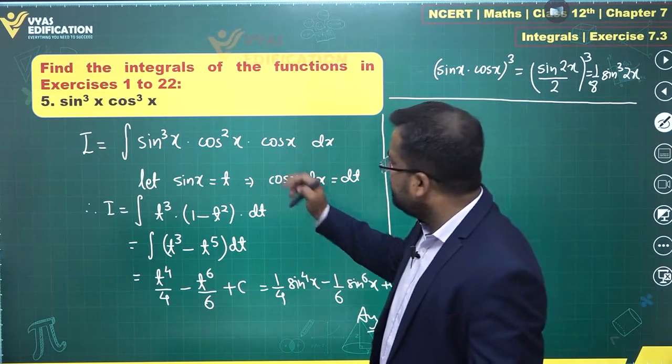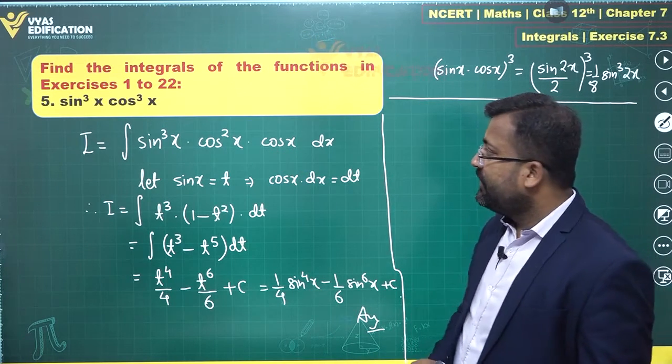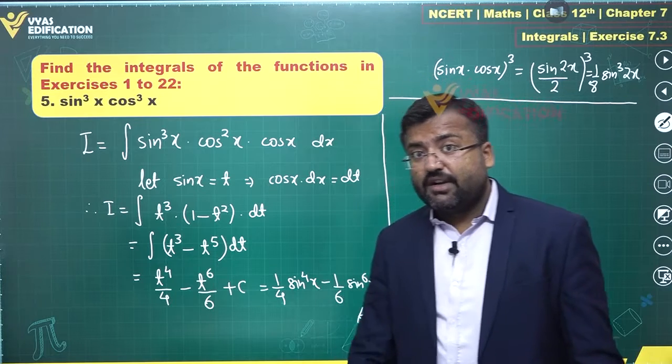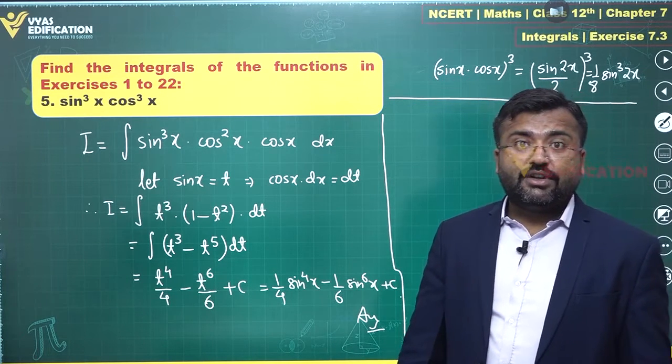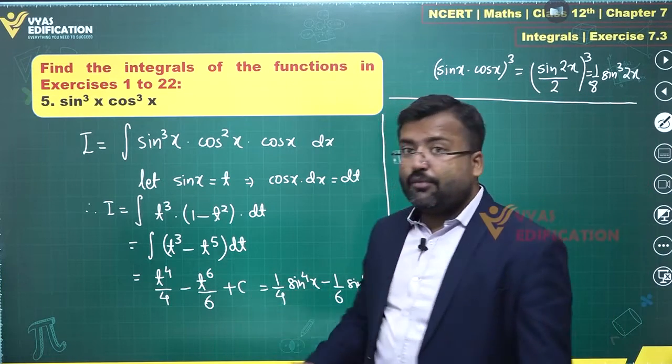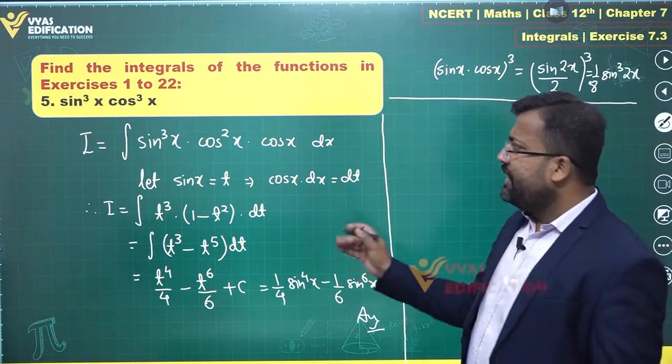Here I have taken this cos x separately. I could have taken sin x also separately and used the substitution cos x equal to t. The overall answer that will be obtained will be in terms of cos x there. Let me show it to you.